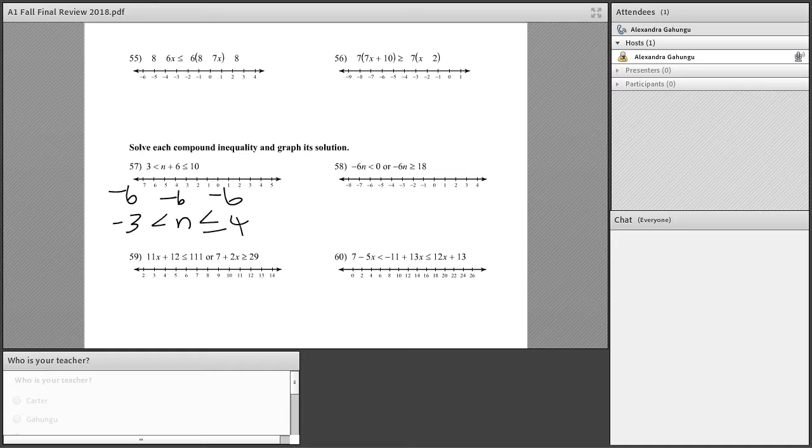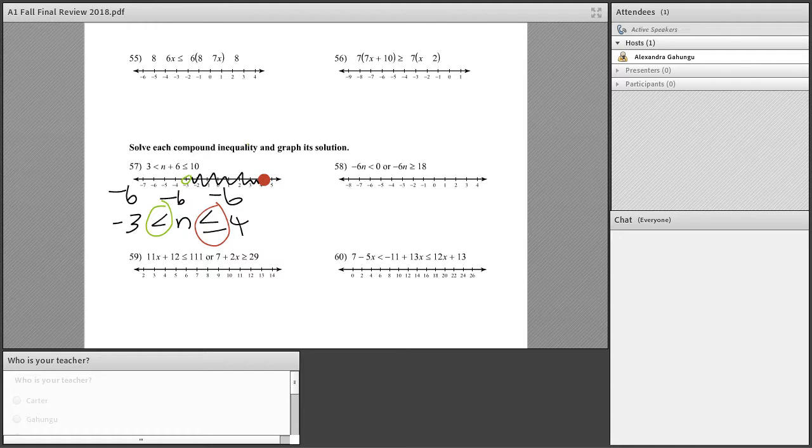So I find -3, and I'm going to have an open circle at that place because we don't have an equal to symbol here. And then at 4, we have an equal to, so it's less than or equal to. So that means we're going to have a closed circle at 4. And we're going to shade all the numbers that are in between because n is in between -3 and 4. So our solution could be one of those numbers.